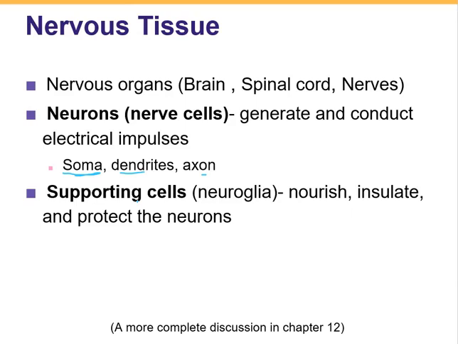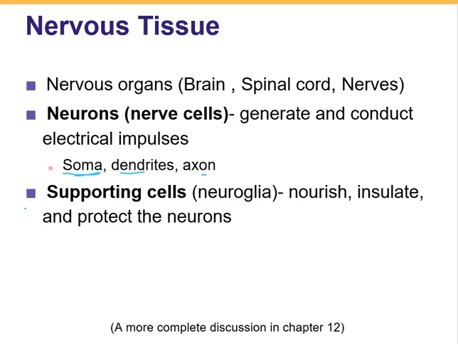Soma is the cell body of the neuron, where the nucleus and other organelles are going to be found. Dendrites and axons are extensions of the cell, which are going to carry the signals. And then we have supporting cells or neuroglia, which are non-neuronal cells. These cells are not able to be excited. They are not able to produce or create the action potential. They provide support, nourishment, insulation, and protection to neurons.